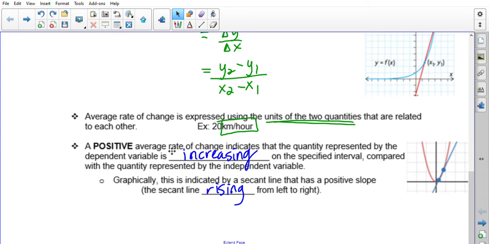So you're going to get a positive average rate of change, and that will indicate that the quantity represented by the dependent variable is increasing on the specific interval, compared with the quantity of the independent. So graphically, this is indicated by a secant line that has a positive slope and therefore is rising from left to right.